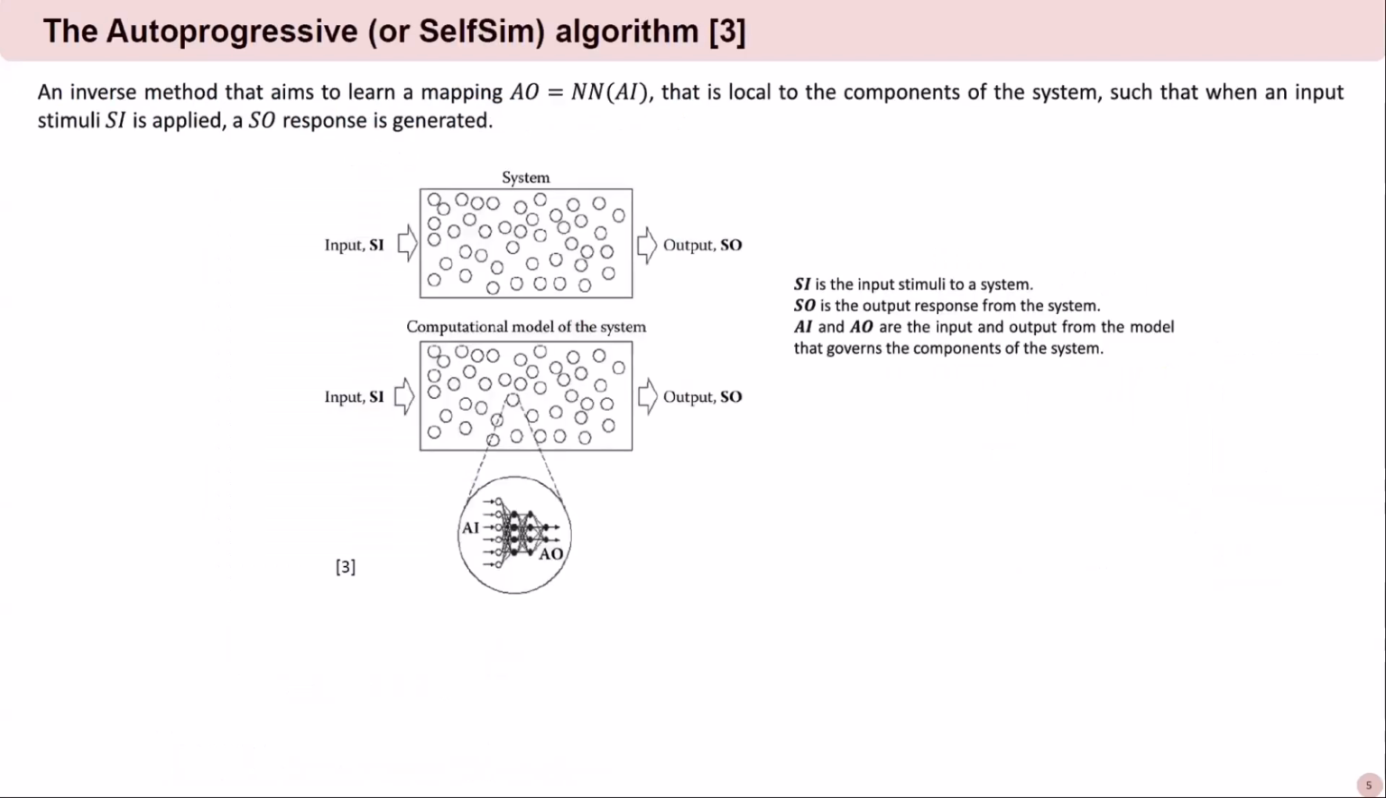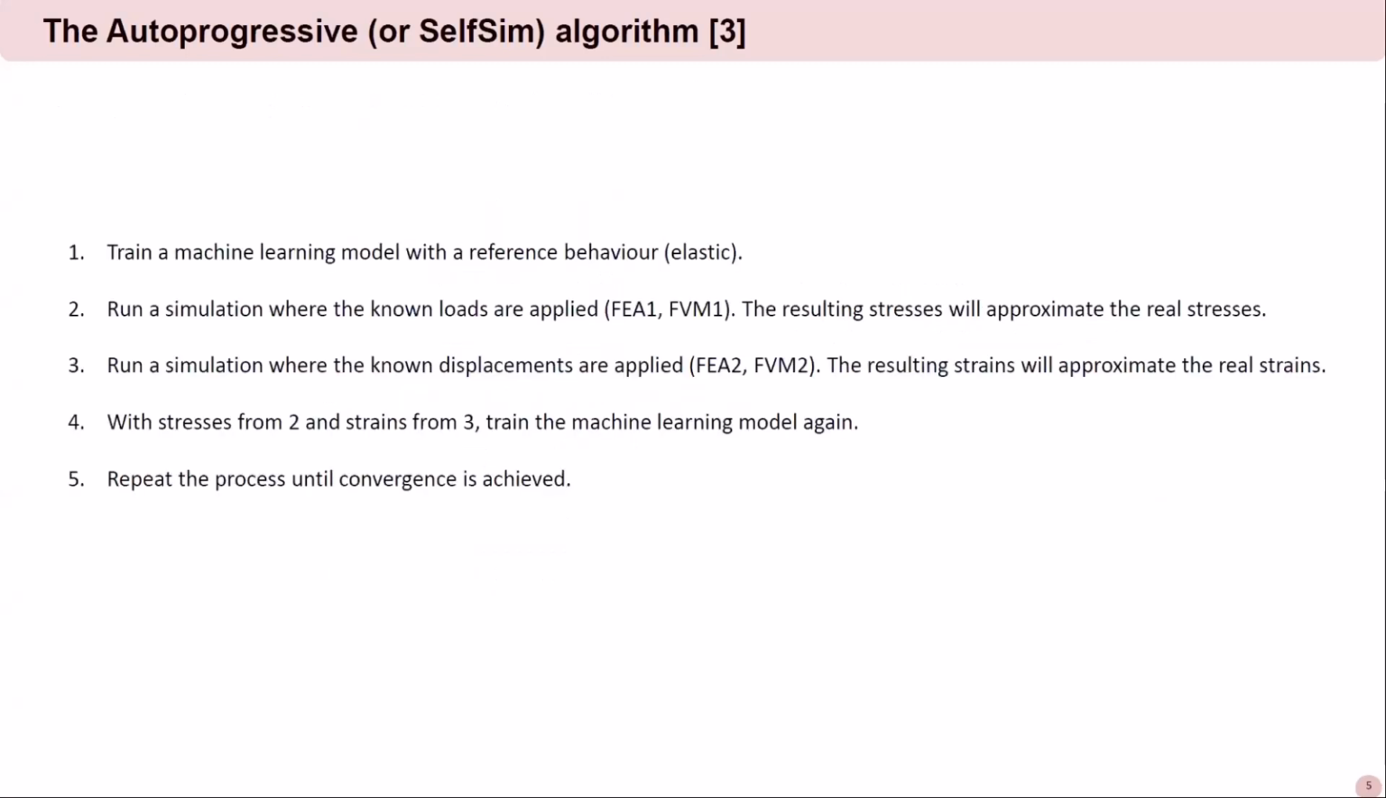We found several possibilities, and I found this very interesting algorithm in the literature called the autoprogressive algorithm, or SELF-SIM. But basically, it's a generic algorithm. It's not even just applicable to material modeling. It's for situations where you need an inverse method. What it does is alternate using the global input and the global output that you know from a material test, generating several simulations so that the final data set is used for training the machine learning model. And at the end of the process, you learn the local mapping that is governing the relations for the internal components.